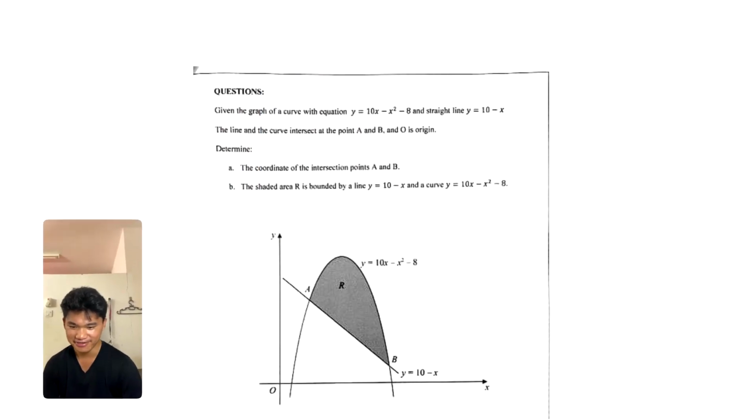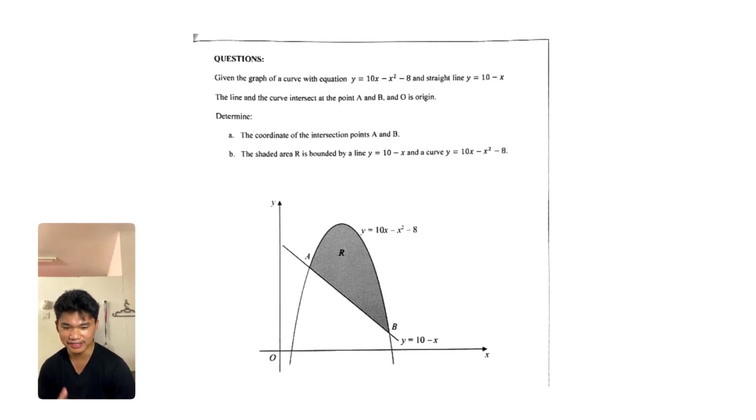From now on, I will be doing the question that was given for our presentation. Based on what you can see in this question, we have a graph that shows a straight line that intersects with a hyperbola. The question wants to know the coordinates of the points where the straight line and the hyperbola intersect.